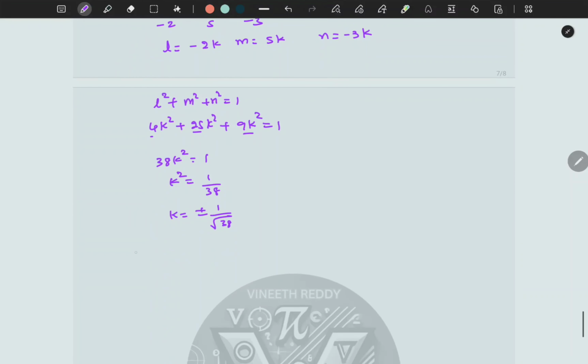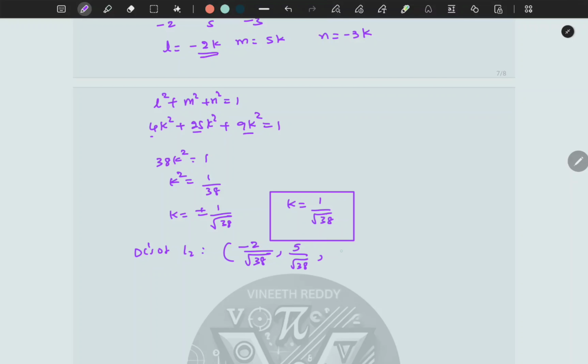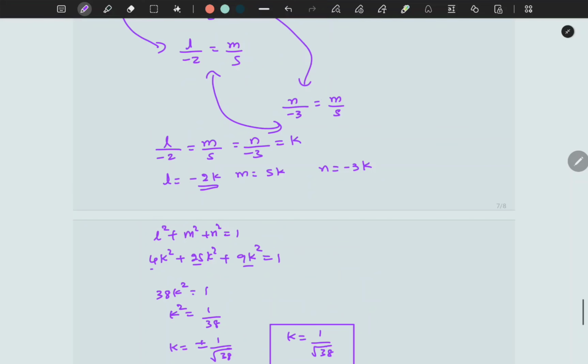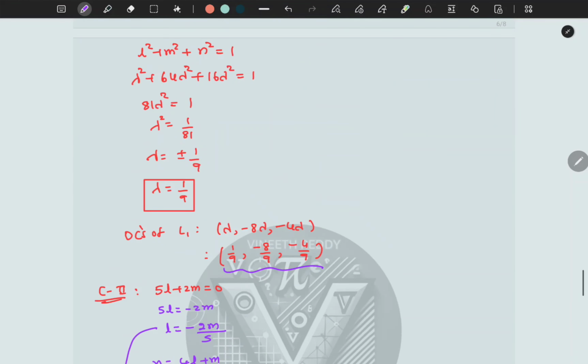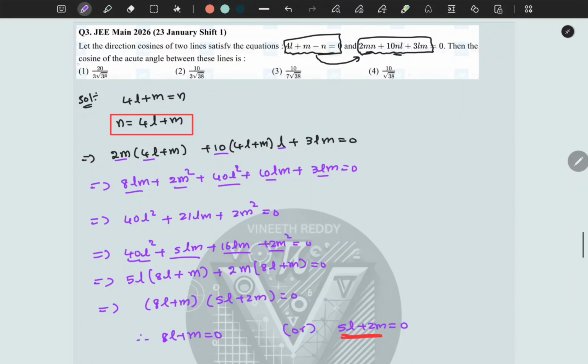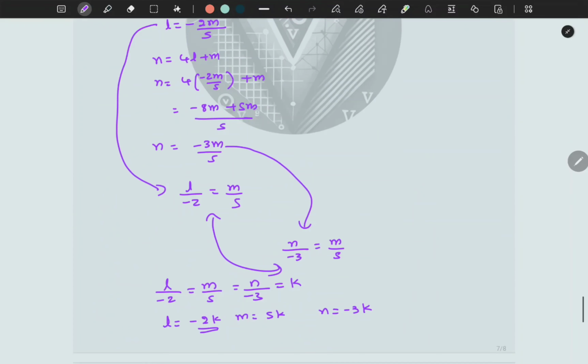That means the direction cosines of L2 will be, instead of minus 2k, we can write minus 2 by root 38. I am taking k as 1 by root 38. If you want you can take it as minus 1 by root 38 also. Now m will be 5k, so 5 divided by root 38. n will be minus 3k, so minus 3 by root 38. Now we have the direction cosines of L1 and L2. What is he asking ultimately? He's asking us to find the cosine of the acute angle between these lines.